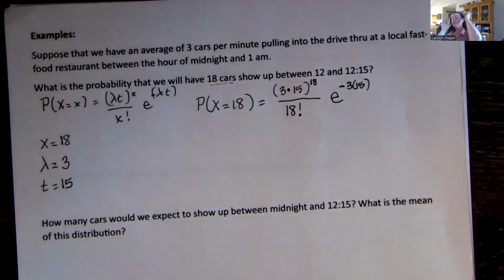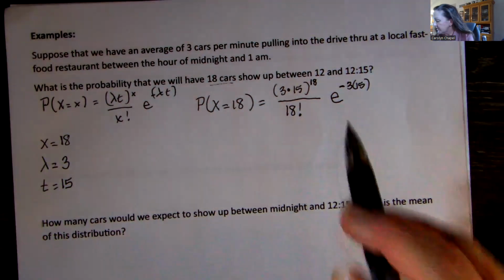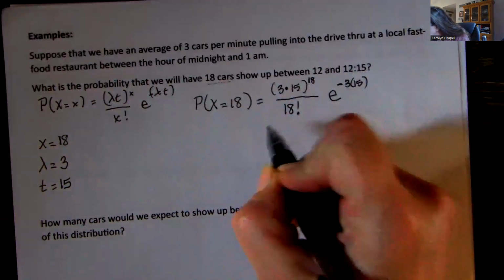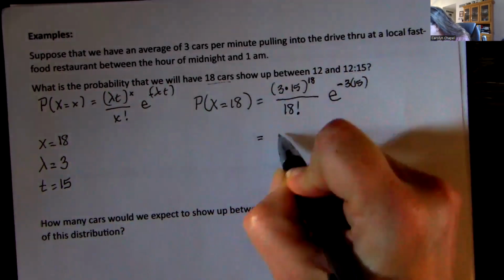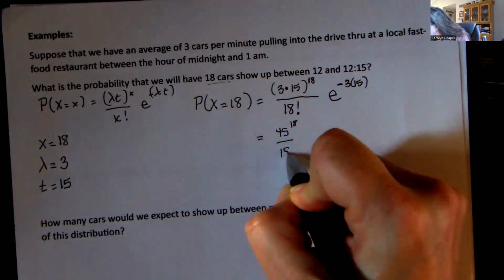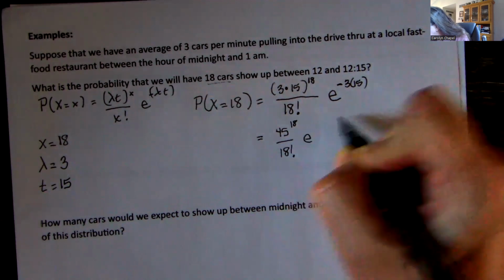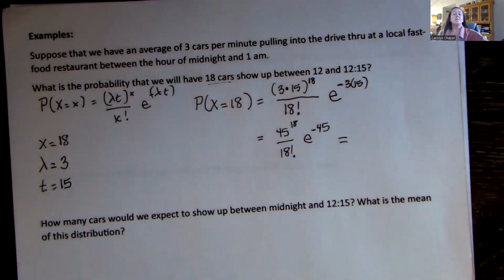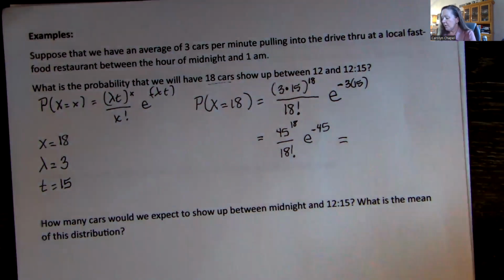Okay, I am going to do a little bit of calculations before I actually go to the calculator. And the one calculation I will be doing is this 3 times 15. And 3 times 15 is 45. And that's just going to save me a little bit of time to calculate things in the calculator. So here we go.